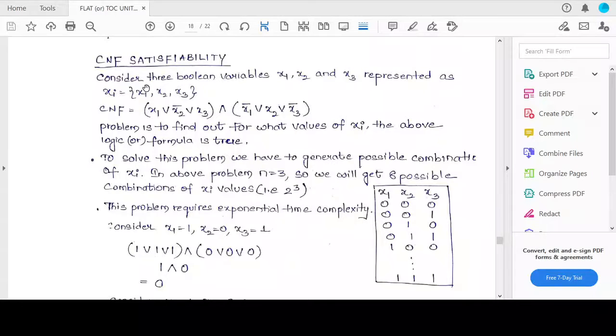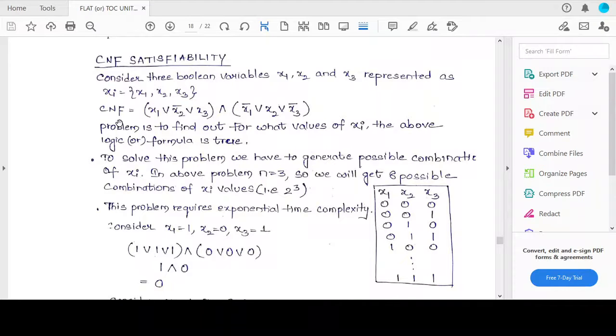Here we have three Boolean variables x1, x2 and x3, which are represented as the set x1, x2, x3, and I am denoting it with xi. So I have a set of three Boolean variables x1, x2, x3, and I am denoting it with xi.